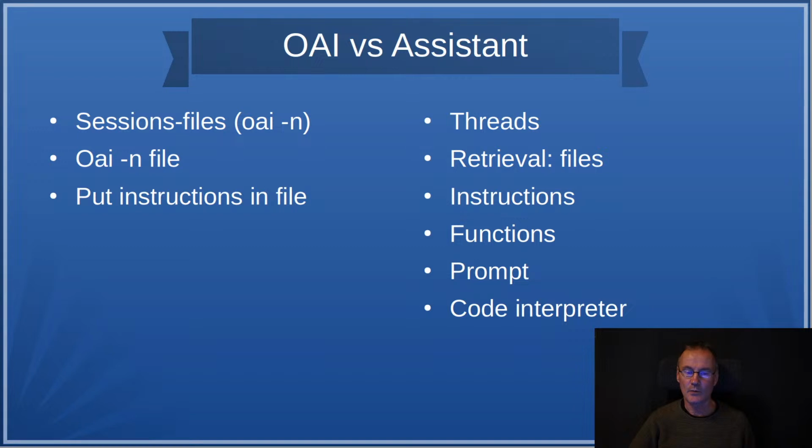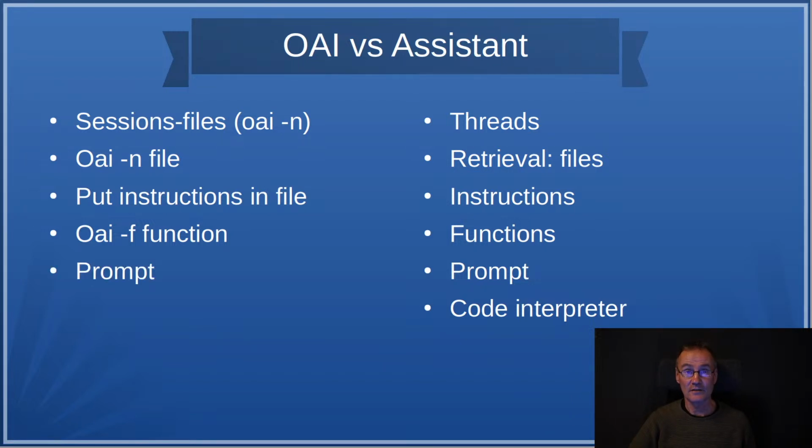Instructions, yeah, kind of, sort of. You can put these kind of initial instructions inside the file that you put to the OAI-N file, and then ChatGPT will actually look at that one as well. Functions are implemented in OAI with OAI-F function name. I do mine in Python, and I got some videos on the channel showing how to do that. Quite simple, actually.